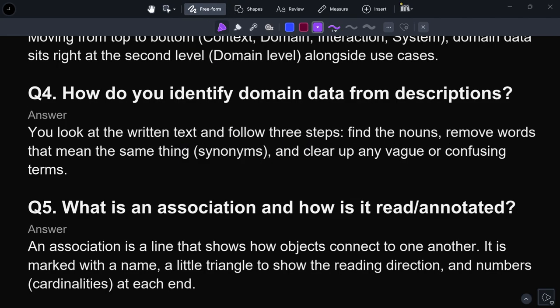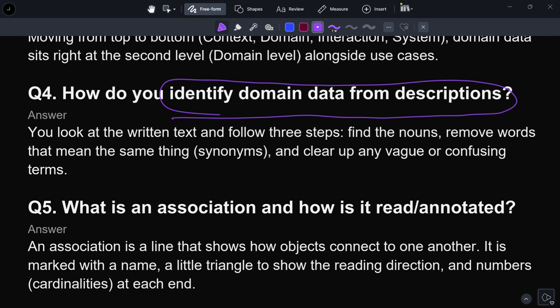And now, how do you identify domain data from descriptions? You find domain data by analyzing your written text requirements, like user stories or descriptions, using a simple 3-step linguistic filter. So imagine a client gives you this raw description: our user inserts a debit card into the machine. The customer then enters a secret code to check their checking account balance. And here's how you clean it up to find the actual data entities.